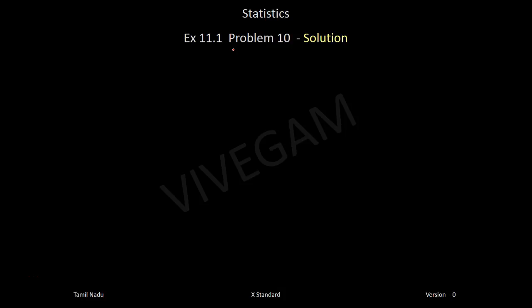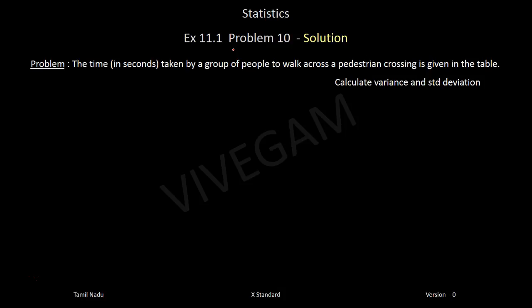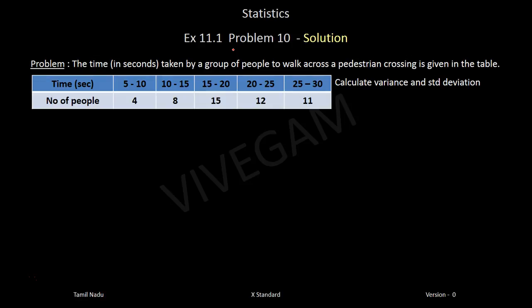Exercise 11.1 Problem 10 Solution. The time in seconds taken by a group of people to walk across a pedestrian crossing is given in the table. Calculate the variance and standard deviation. So we need to calculate the variance and standard deviation.